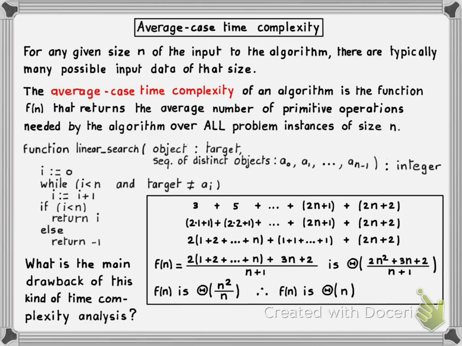So, keep that in mind, and from now on, you are assumed to be familiar with the best case time complexity, the worst case time complexity, the average case time complexity, and the advantages and disadvantages of each type of analysis.